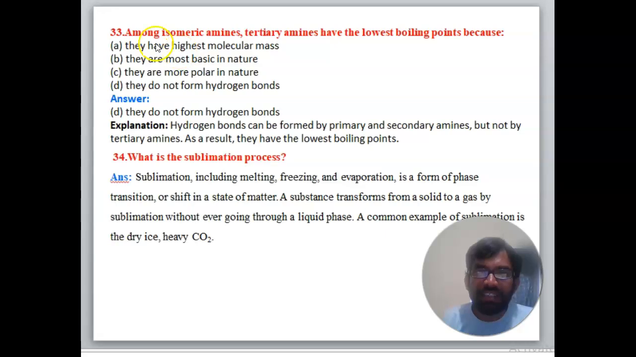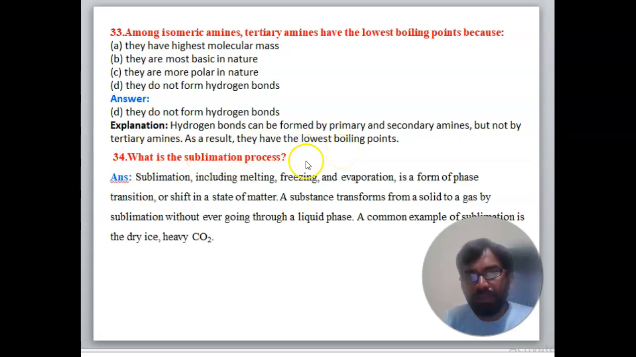Then 33: among isomeric amines, tertiary amines have the lowest boiling point. Is it because they have the highest molecular mass, they are most basic in nature, they are more polar in nature, or they do not form a hydrogen bond? The answer is they do not form hydrogen bonds. Hydrogen bonds can be formed by primary and secondary amines, but not by tertiary amines, and as a result they have the lowest boiling point.